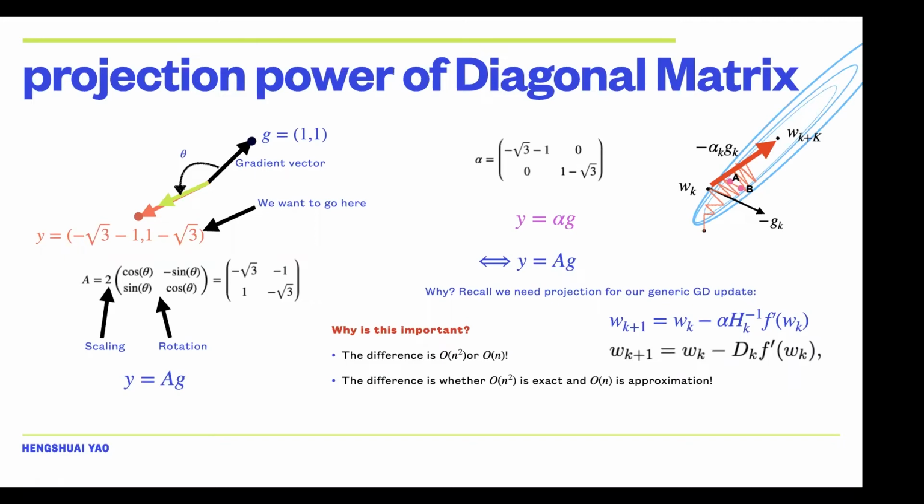The difference is whether order n squared is exact and order n is an approximation, right? Because all second order methods use a diagonal matrix to approximate the Hessian in some way, but this shows a diagonal matrix can also be exact in projection. So were we wrong? I found this quite interesting. When I found this, I thought, whoa, my education tower collapsed. This is a moment I rarely had before. Yeah, the education tower collapsed.